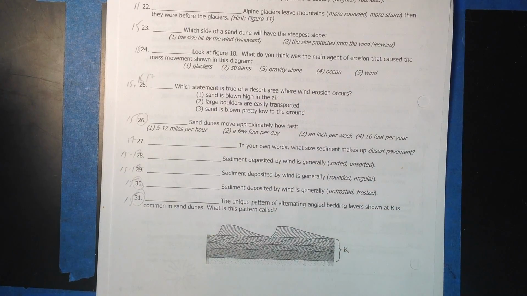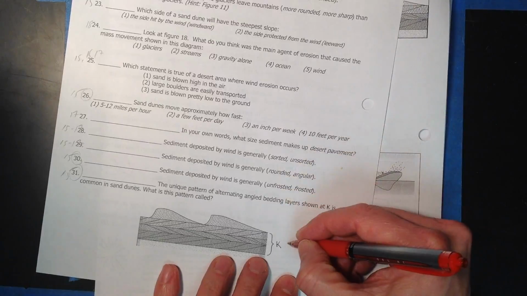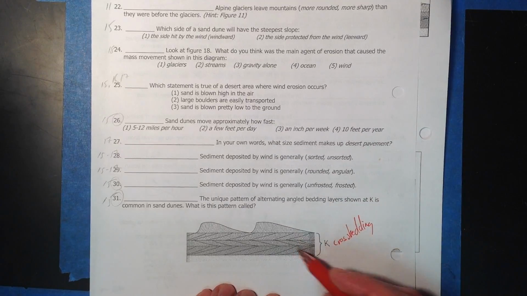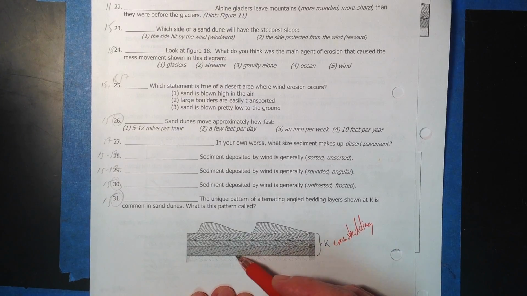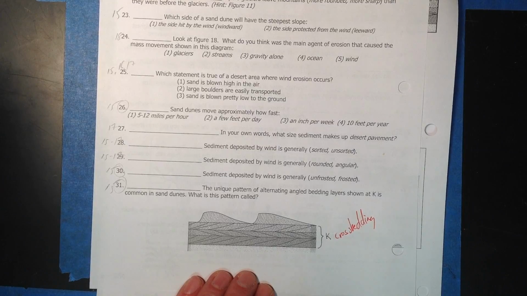30 and 31. 30 is frosted. Frosted like frosted glass. It has it right there. Not super important. It's one of the least important questions here. With frosted sediment, it's very hard to tell. But 31 is important. And this pattern you see at K is important because it is called cross-bedding. Know that that pattern of the way the sediment will be deposited, those non-horizontal, non-flat lines, is called cross-bedding. Okay, so definitely know that.